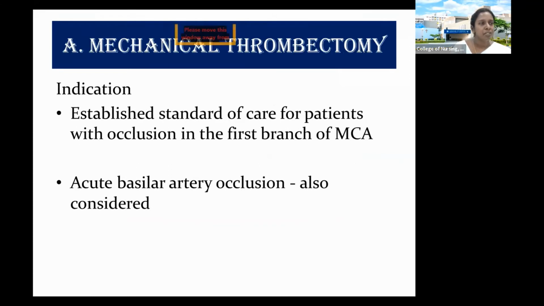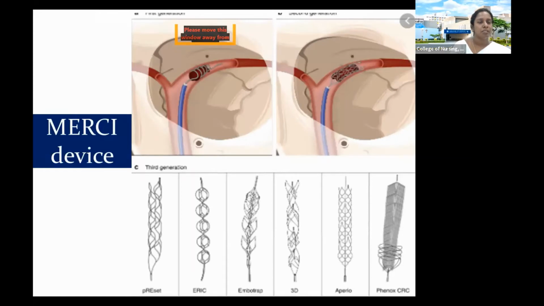So in mechanical thrombectomy, it is the established standard of care for patients with occlusion in the first branch of middle cerebral artery. MCA strokes, they always go for mechanical thrombectomy. Also, acute basilar artery occlusions can also be considered. There are quite a few devices that are being used, but the current one that we use, I will show it to you. This is one device called MERCI. MERCI stands for Mechanical Embolus Retrieval in Cerebral Ischemia.